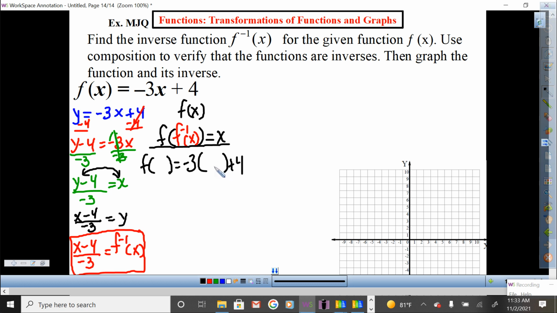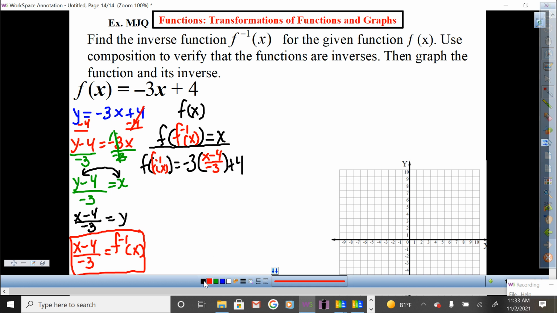Yes? But instead of x, what am I substituting in here? The inverse. So watch. I'm going to write f inverse of x. And here, instead of writing f inverse of x, I write the other side of the inverse. What was the inverse on the other side? X minus 4 over -3.